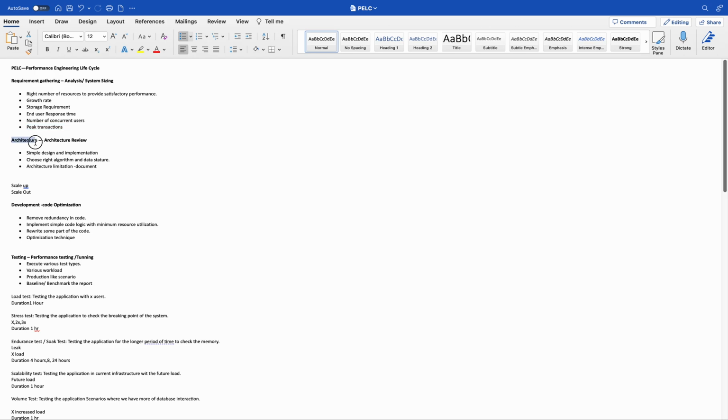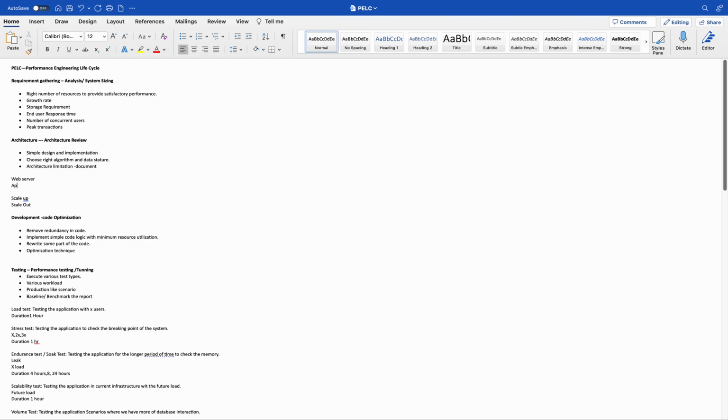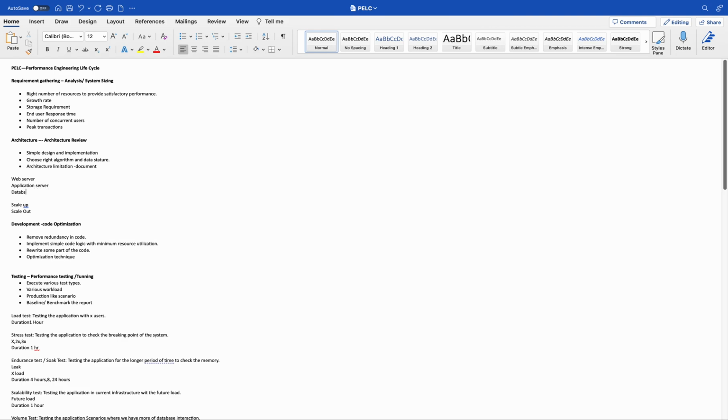Next one is architecture. As a performance engineer we should be aware of the architecture of the application. Basically we should understand the application architecture, simple design and implementation, choosing the right algorithm and data structure, architecture limitations and documentation. In general there are three layers in any application: one is the web server, another is the application server, and the third one is the database server.